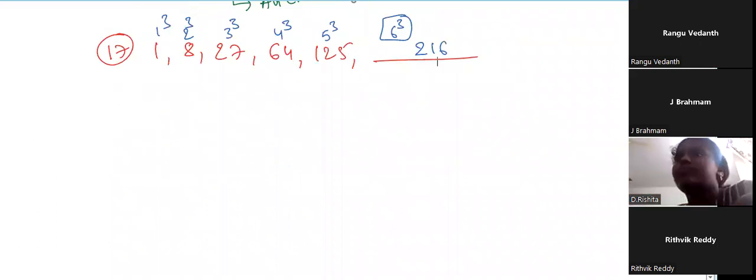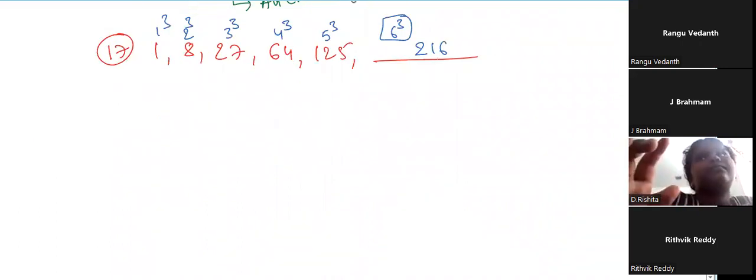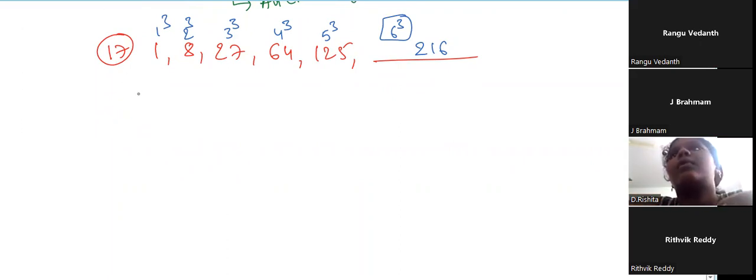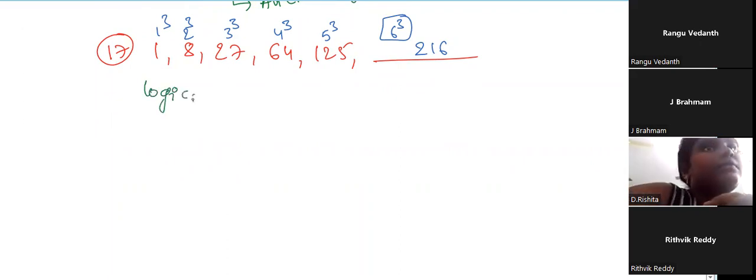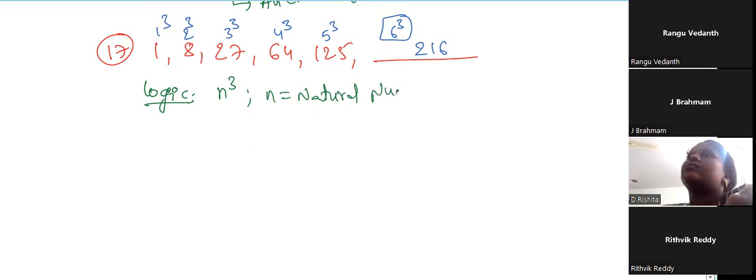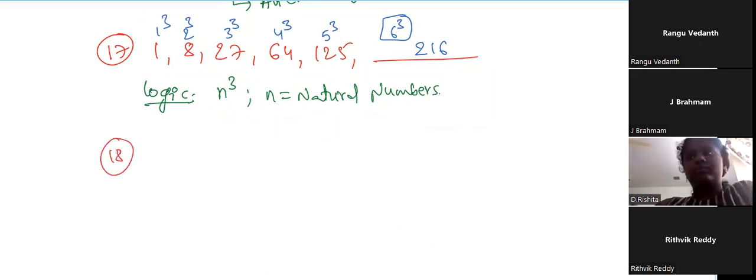Let me write one more question. What about the pattern here? The logic for this question is n cube, where n is consecutive natural numbers. Yes, consecutive natural numbers. Okay, then question 18. Try to answer this question.